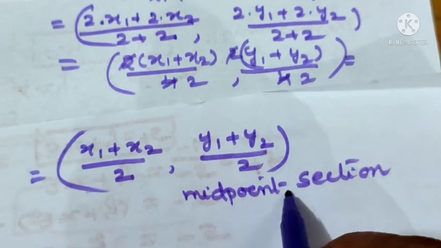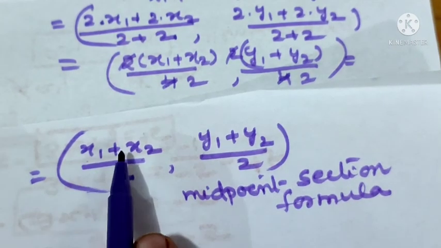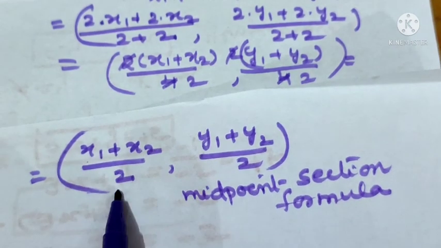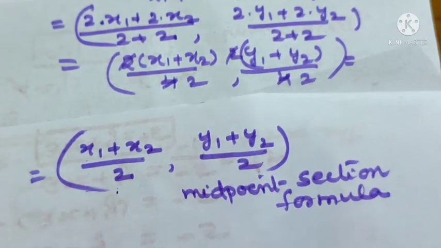Whenever the midpoint question is asked, you have to use this formula only. So first coordinate plus second coordinate divided by 2, and first coordinate plus second coordinate divided by 2 for the y also. The midpoint section formula it is.